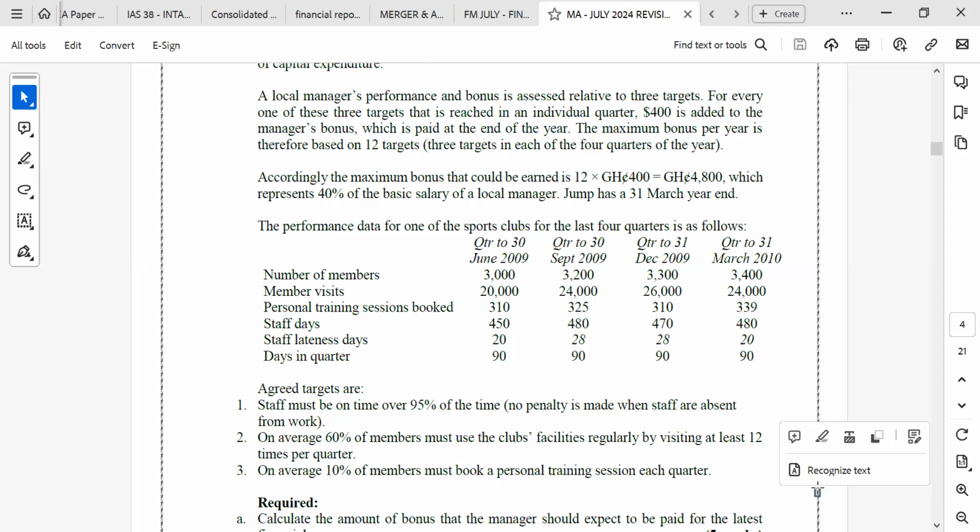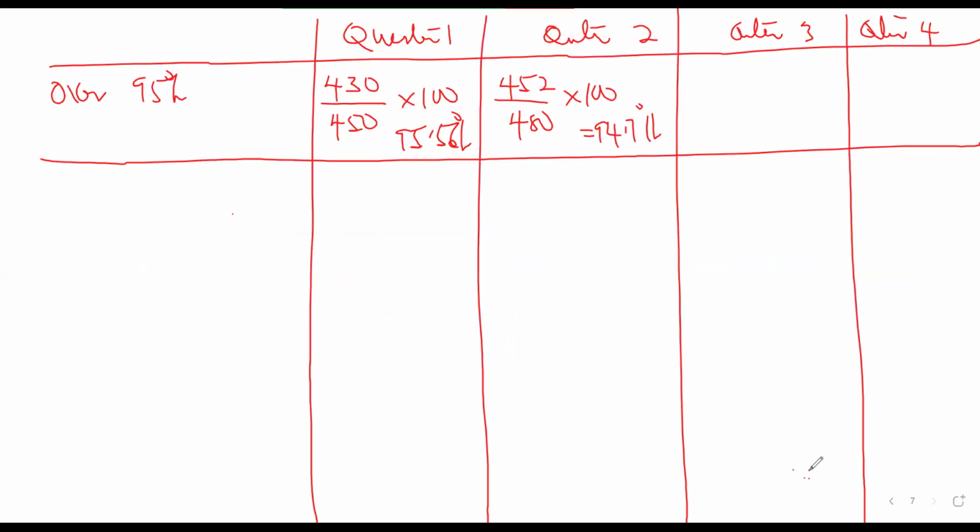The next one is what? 470 minus 28. Okay, so what are we getting? Would that be 442? 442 divided by 470 multiplied by 100. What are we getting? 94.04. The target has not been achieved, isn't it?